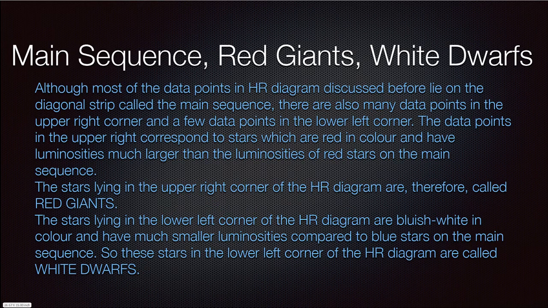As we have seen, most of the data points in the previous HR diagram lie on a diagonal strip called the main sequence. But there were also many stars on the upper right corner and the lower left corner. The data points in the upper right corner correspond to stars which are red in color and have luminosities much larger than the luminosities of the stars on the main sequence.